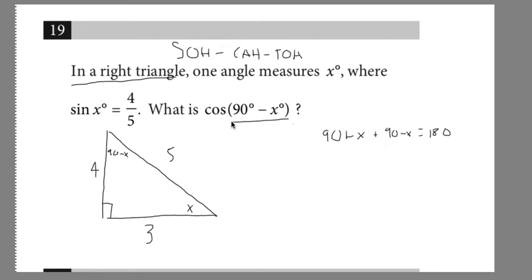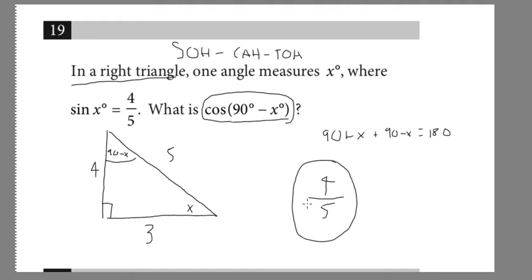But what is cosine of 90 minus x? All right, well, cosine is just adjacent over hypotenuse, and the adjacent side to 90 minus x is 4. The hypotenuse is 5. So when they ask us what is cosine of 90 minus x, well, that's just 4 over 5 again. Alright? So that is how you solve a trig problem without even knowing trig at all.